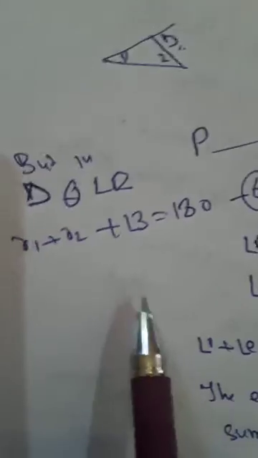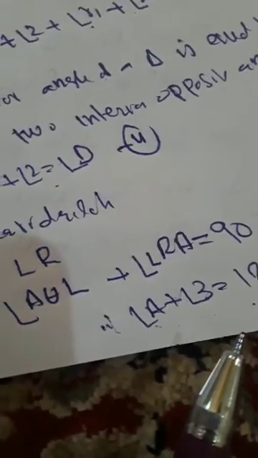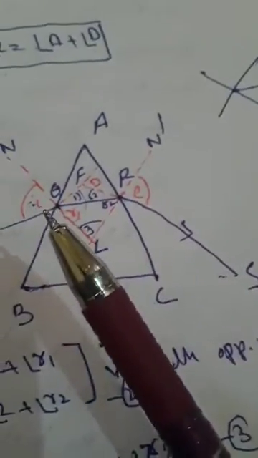If we compare 5 with 6, R1 plus R2 plus angle 3 is equal to 180 degrees, and angle A plus angle 3 is equal to 180 degrees. This means angle A is equal to what? R1 plus R2. Therefore angle A is equal to R1 plus R2. Name this equation 6.